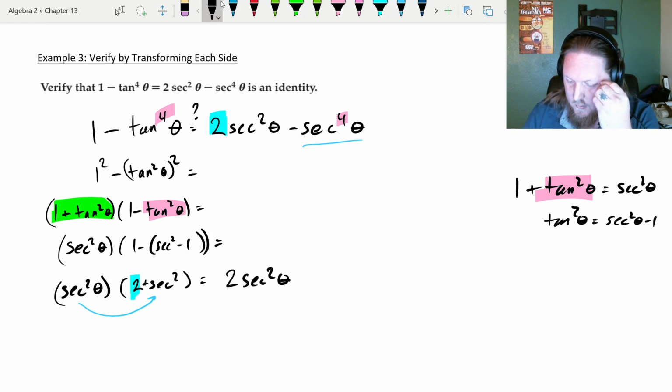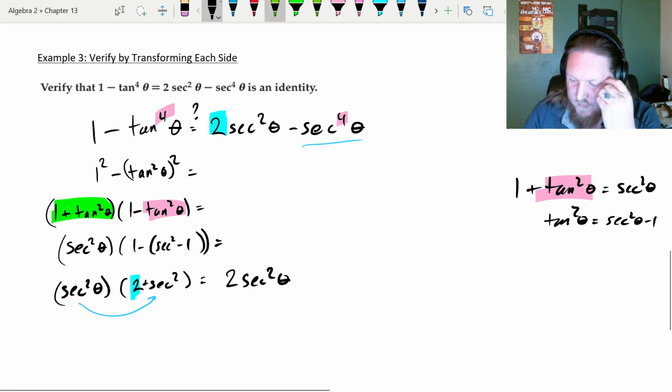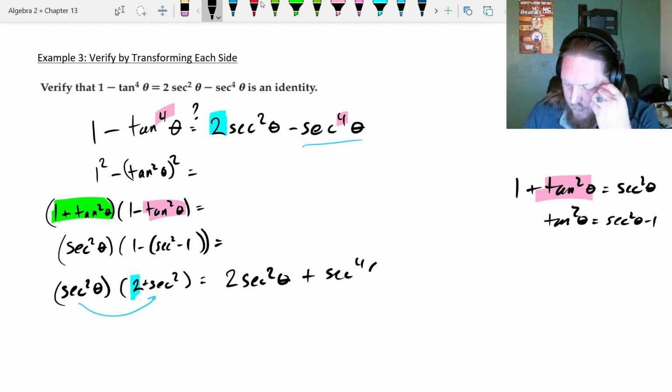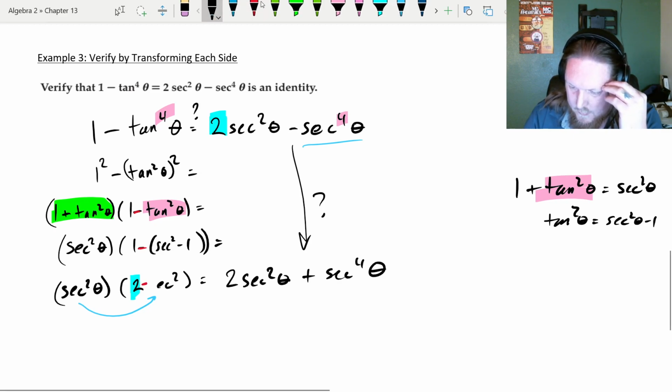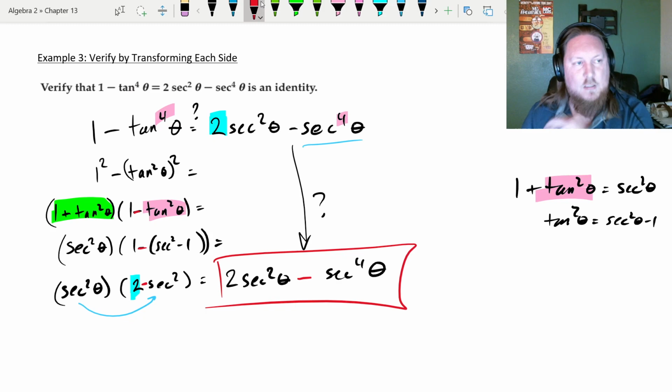Wait a second. Oh, I forgot to distribute the negative sign. Because I was about to get positive secant to the fourth, and that was going to be off. It didn't match up, so I thought maybe I just missed a sign somewhere along the way. We have 1 minus tangent squared, so it's minus secant squared. So this should be minus secant squared, and secant squared times negative secant squared is minus secant to the fourth. And now it matches. Now it's verified.